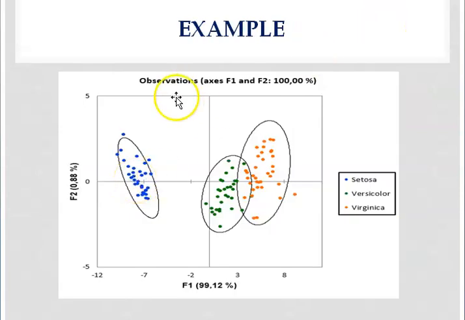So this is an example of discriminant analysis. This is the observations of the places. Here it is taken as F1 and F2. So this is how discriminant analysis will look.